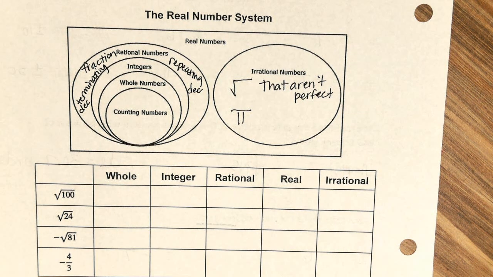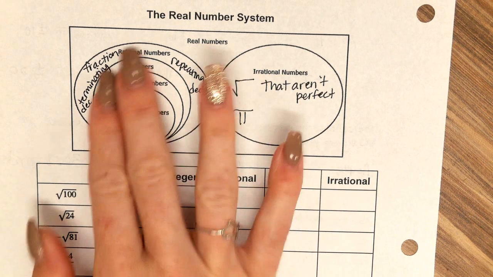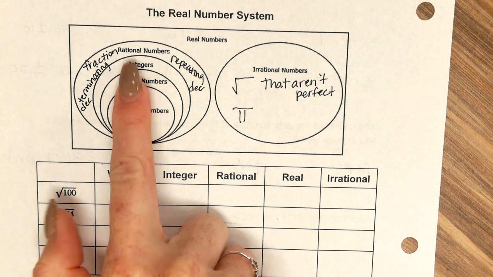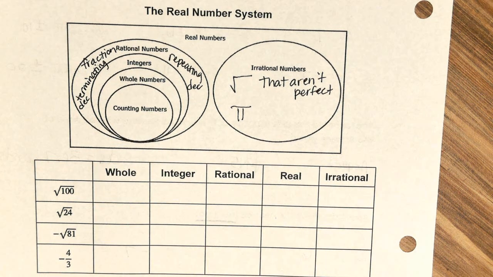So rational numbers are your fractions, your terminating decimals, your repeating decimals, and your integers and whole numbers, because they all fall within rational. Can a whole number be turned into a fraction? Yeah, by placing it over what? 1. So is a whole number rational? Yes. And notice that it is a subcategory of rational because whole numbers are rational. Okay? All right, what are integers?